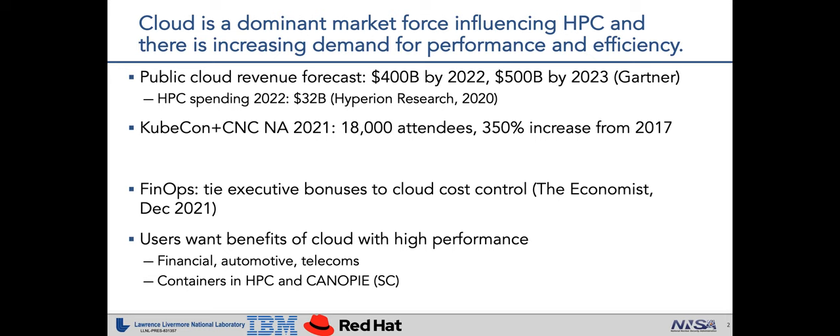So when we talk about cloud in this presentation, as the title suggests, we're focusing on Kubernetes, which is the de facto container orchestration framework. There's tremendous interest and participation in Kubernetes. The flagship conference for Kubernetes is KubeCon plus Cloud Native Conference North America, which last year saw almost 18,000 attendees, an increase of about 350% from 2017. So not only is there a tremendous amount of interest, but the interest is growing very rapidly.